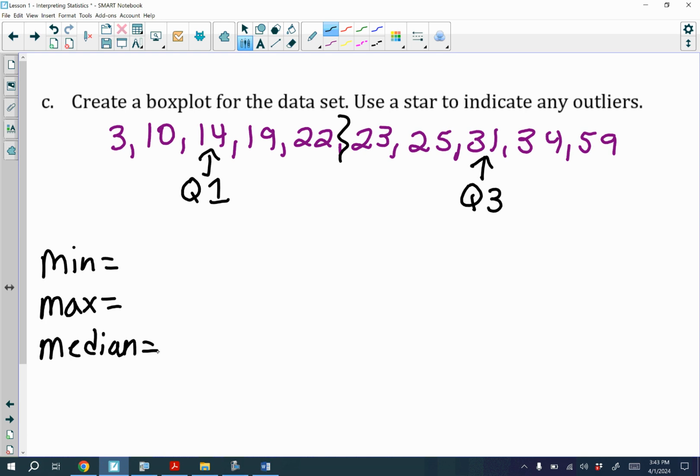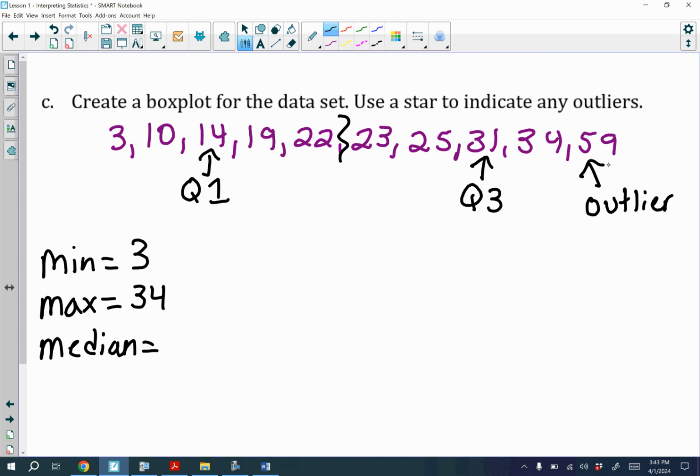Now, when we do a box plot and we have an outlier, remember, our outlier here is 59. Okay. We're going to have to use a star for that. Now let's talk about min. Min is the smallest value in your data set. Notice that 3 is the smallest, so that is my min. Now, our max is usually going to be the largest value. 59 is the largest value. However, 59 is an outlier. So when you have outliers, they can never be min or max values. So instead of saying 59, our max value is actually 34.